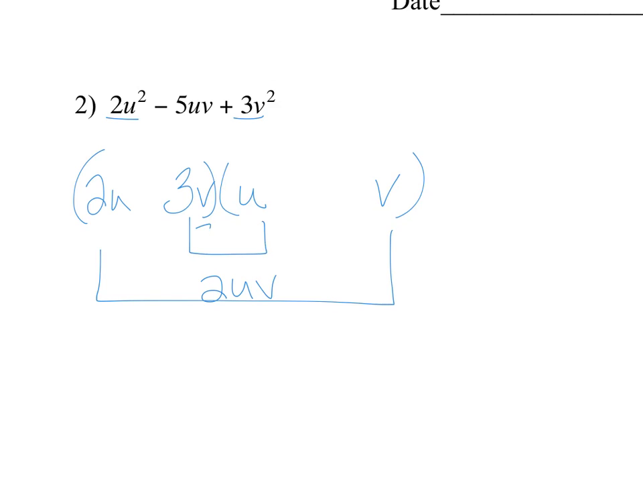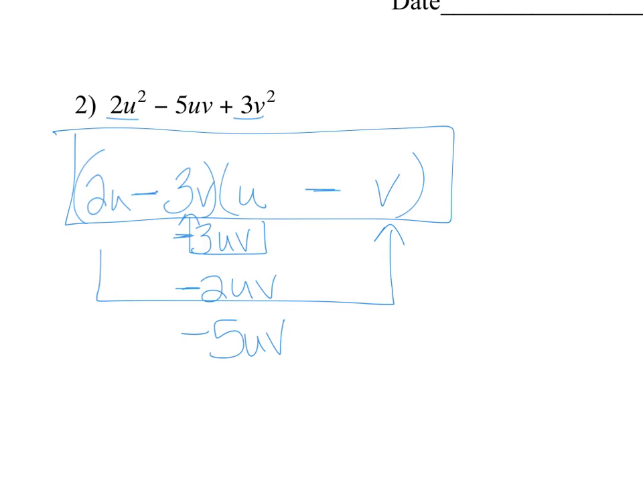The inside ones are 3uv. So if I add these together, I need to get a negative 5uv. So the only way I can do this is if they're both negative. So this one has to be negative, and that one needs to be negative. Just a final check. Always make sure in the end that this one, negative 3v, and negative v multiply together to give you a positive v squared, and they do, so there's your answer.